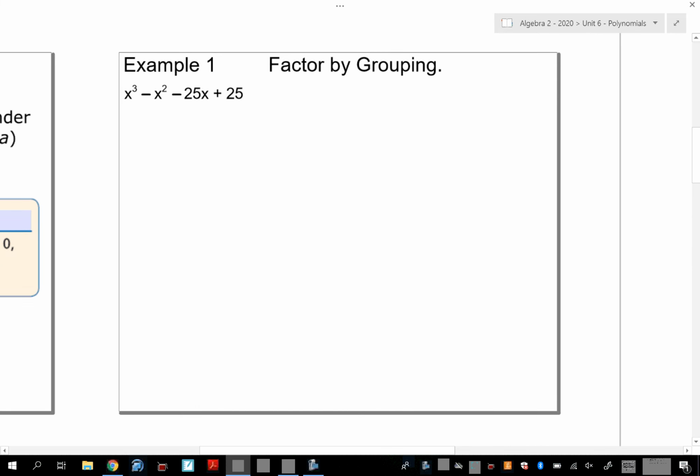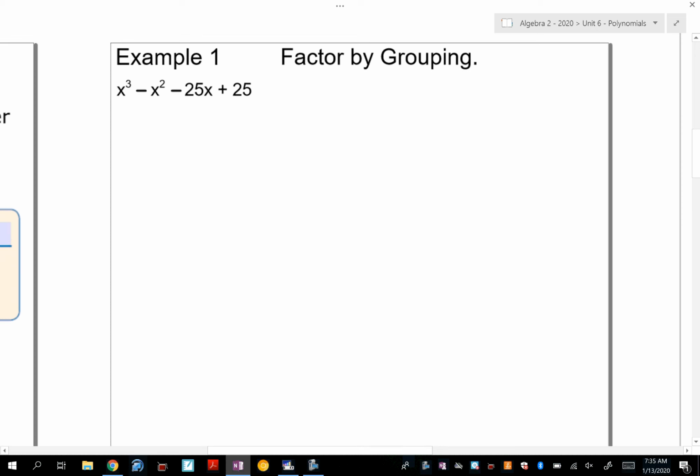When you look at example 1, you should see that this is a cubic polynomial with 4 terms. Now, you don't have to rewrite this. I'm going to. Because when I try to factor this, the first thing I notice is that they all do not have something in common. If you look at all of the terms, they have nothing in common besides the number 1, which is not going to help us factor.